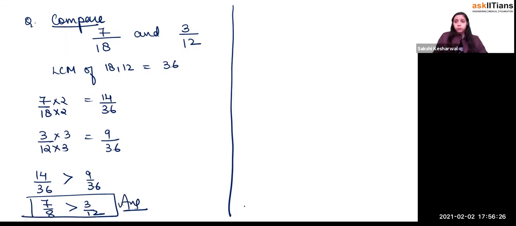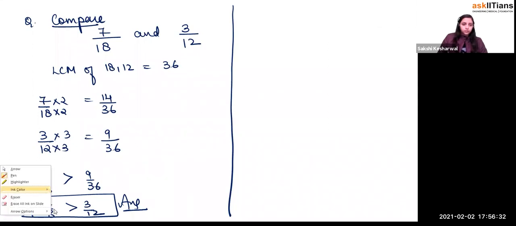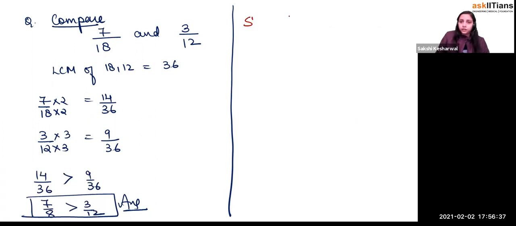Okay. But there is a shortcut method. What is the shortcut method of doing the comparison part? There is a shortcut method for it. What is the shortcut method? The shortcut method is that there's no need to take the LCM all the time.